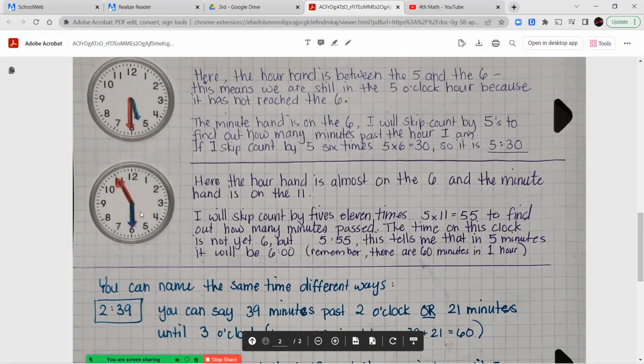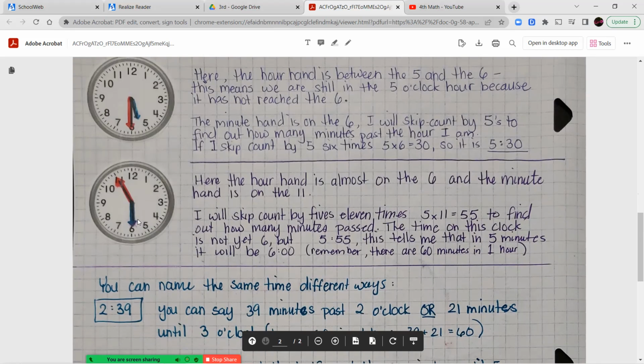For our next clock over here, we can see that our hour hand is almost on the 6, but it's not quite there yet. And our minute hand is over here on the 11. So we can skip count by 5s until we get to the 11. 5 times 11 is 55. So here the time is almost 6 o'clock, but not quite. It's 5:55. That means in 5 more minutes, it'll be 6 o'clock, because remember, there are 60 minutes in each hour.